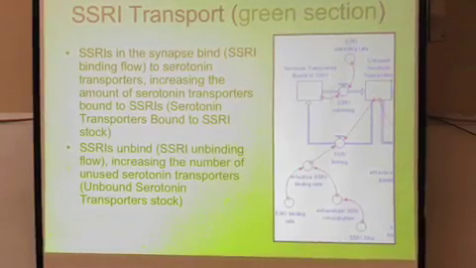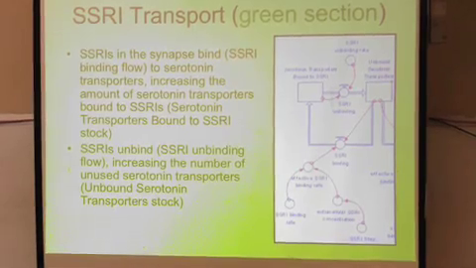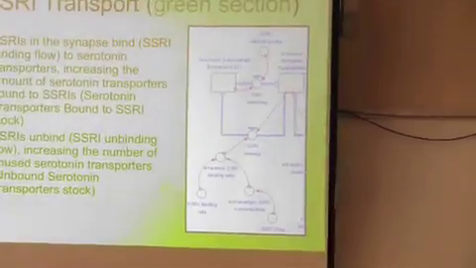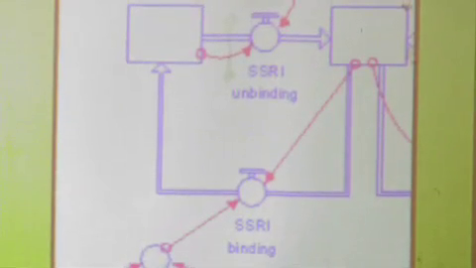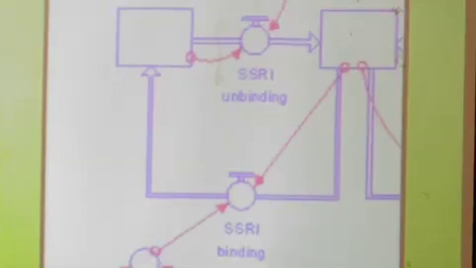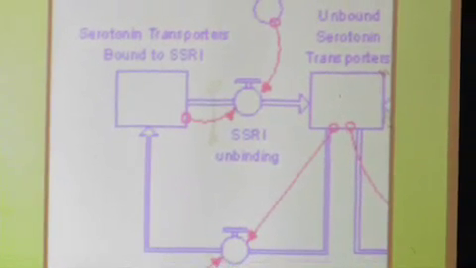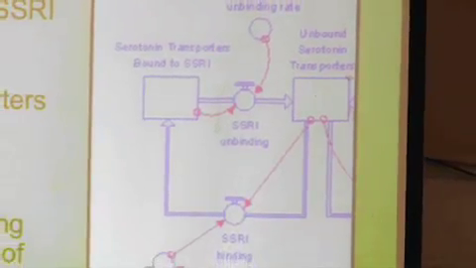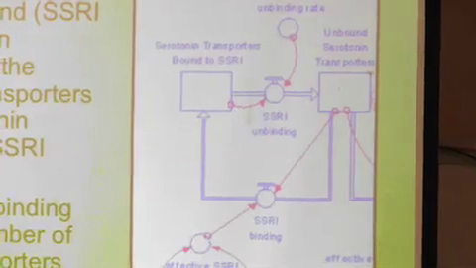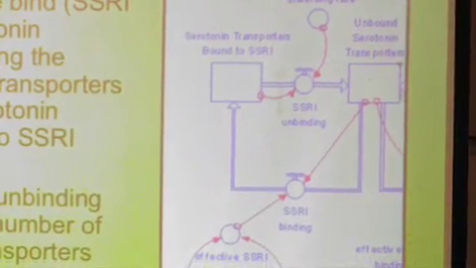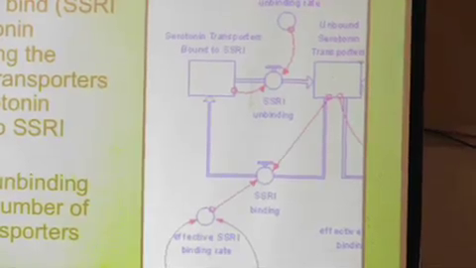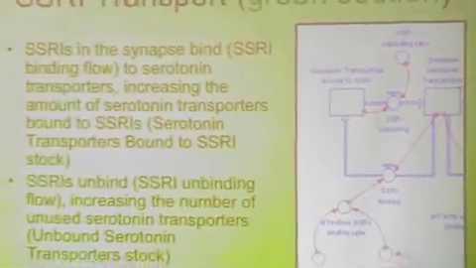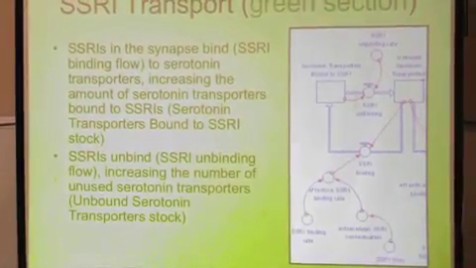The green section is a section for SSRIs. On the top right, again, we have the same stock, unbound serotonin transporters. And that shows how, because there's two flows coming out of it, there will be a competition for a limited supply of unbound serotonin transporters. And so SSRI does pretty much the same thing as serotonin. It just binds through the SSRI binding flow to the unbound serotonin transporters to use them up, so that serotonin will stay in the synapse longer, and then eventually unbinds and can continue this process.